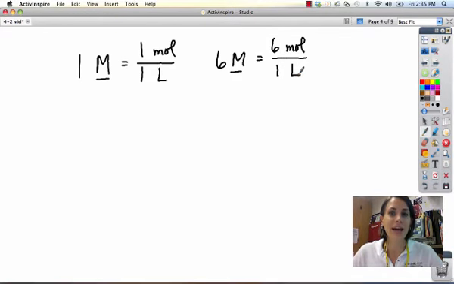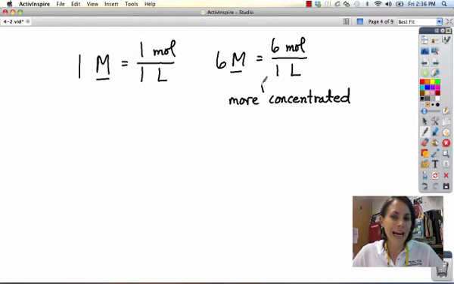It's fair to say that because I have more solute in the 6 molar solution than in the 1 molar solution, and my volumes are the same, the 6 molar solution is more concentrated. And that's an important idea: the more concentrated something is, the more solute is dissolved in that solution.